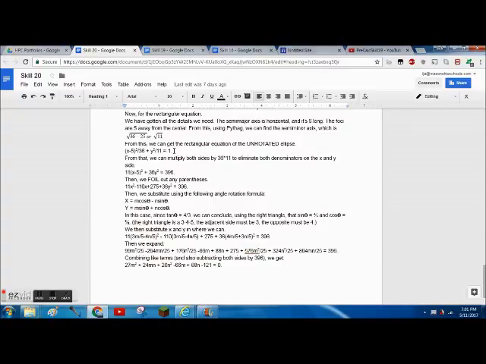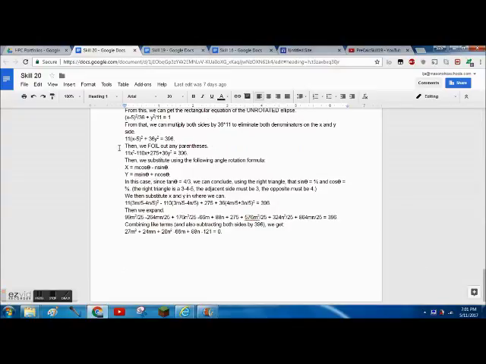We want to get this into the rotated form. So to do that, we have to first multiply both sides by 36 times 11 to eliminate the denominators. Then we should FOIL out the parentheses. Then we substitute any place we see x and y with the following angle rotation formula.